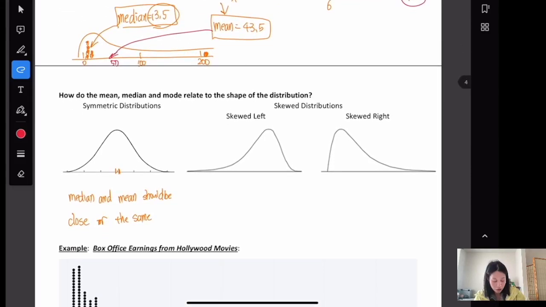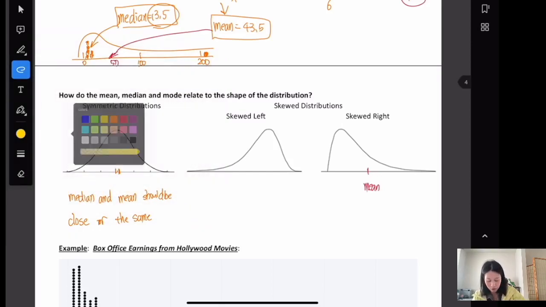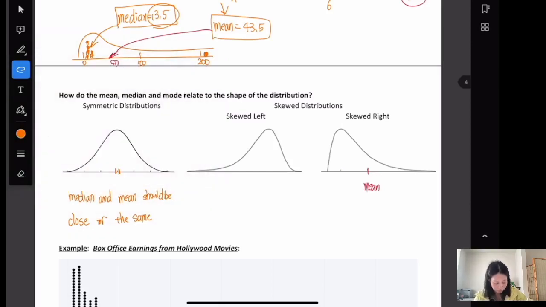So here I can say the mean will be on the right side because the tail is dragging the mean to the right side. So for skewed right data, the mean is going to be on the right side of the median. Oh, sorry. So here is the median.